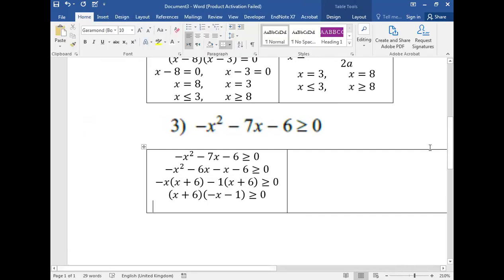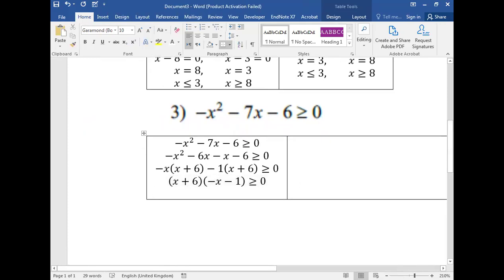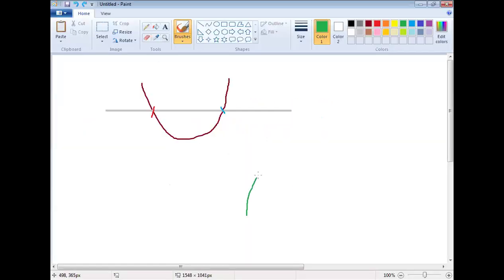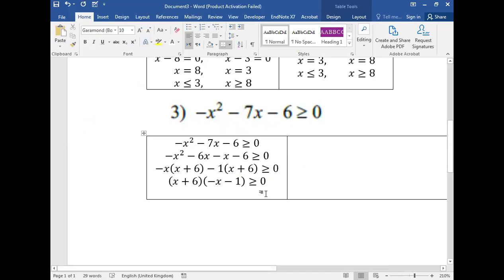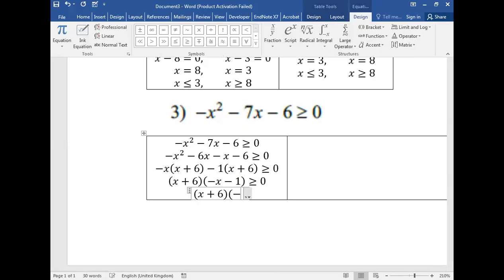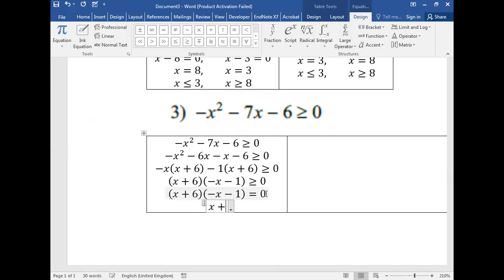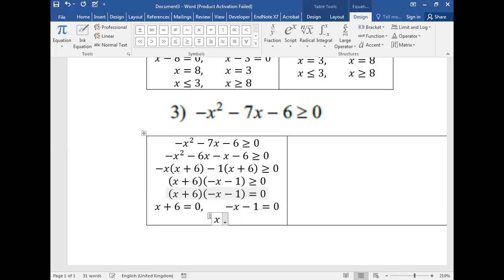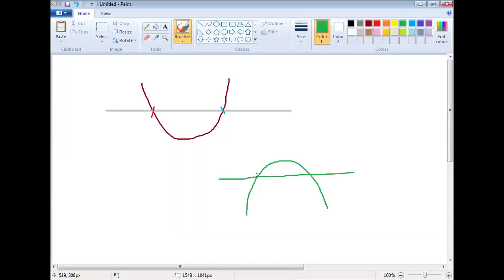What shape will this take? Sad face. So we will draw a sad face for this. Now what about the critical values? कहाँ पर equal to 0 होगा? Very good. X is -6 and x is -1. Is this clear? Where should I label -6 and where should I label -1? -1 on right and -6 on left.